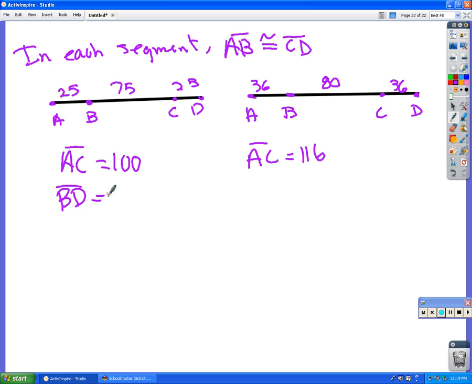Still 100. And over here, what is the length of BD? 116. Okay? Using a little bit of inductive reasoning, what conclusion can you make about this little setup with the segments?